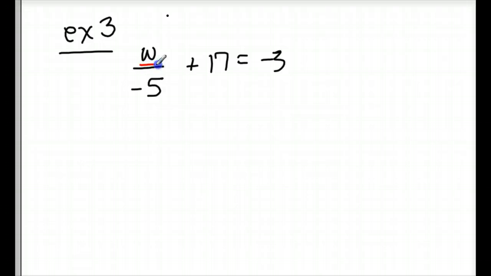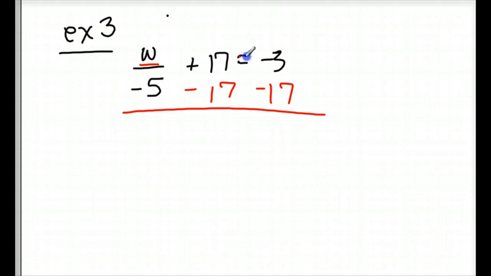But here we go. So we want to isolate the w variable. First thing we want to do is either add or subtract, and in this case we're going to subtract the 17. If we do it to this side, remember we have to do it to this side because we have an equal sign right here. So we get positive 17 plus negative 17, that cancels out. Over here, negative 3 plus a negative 17 is going to give us negative 20.